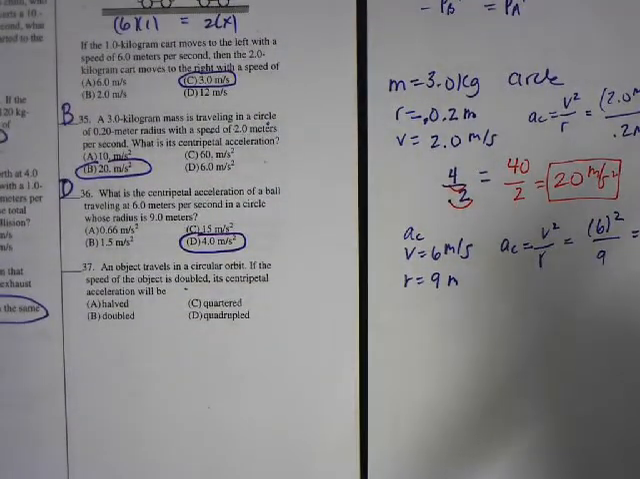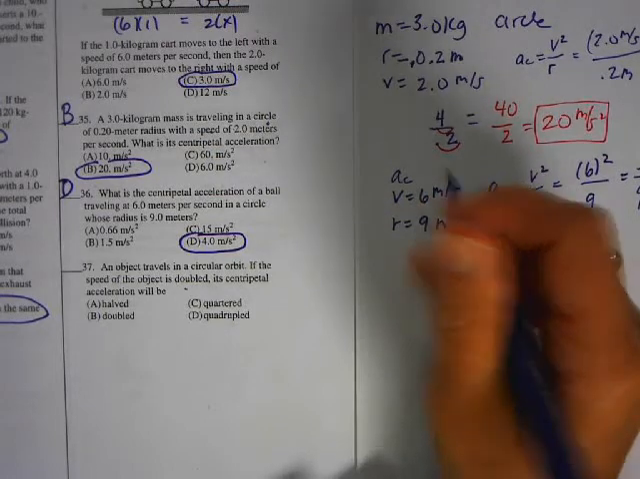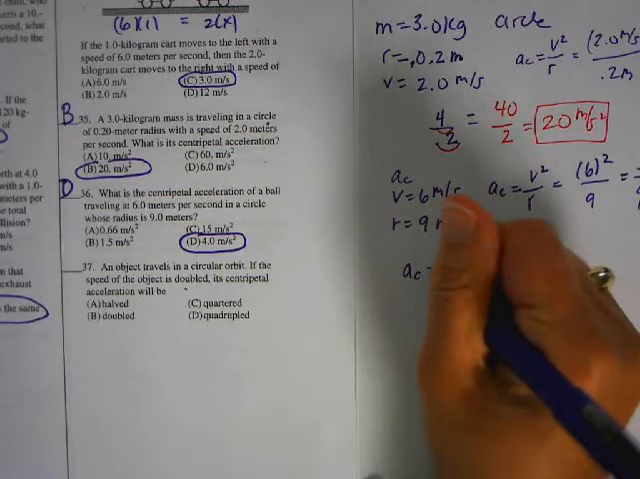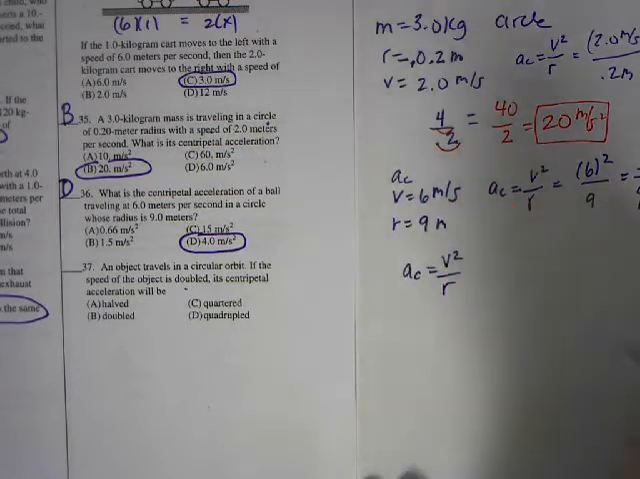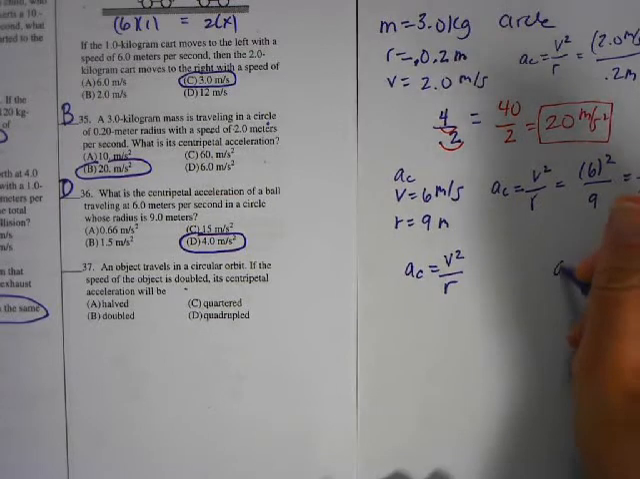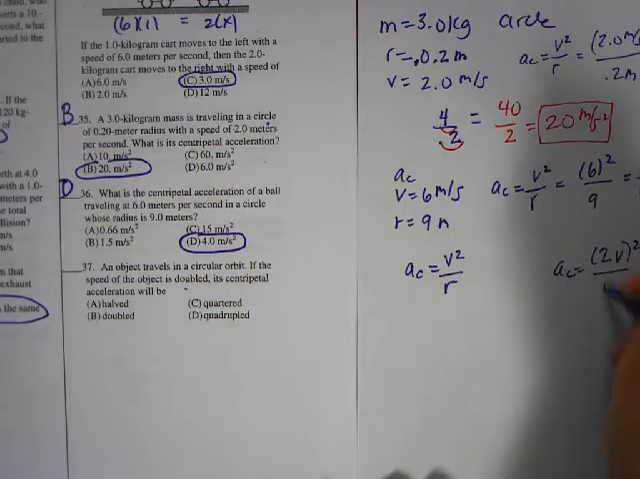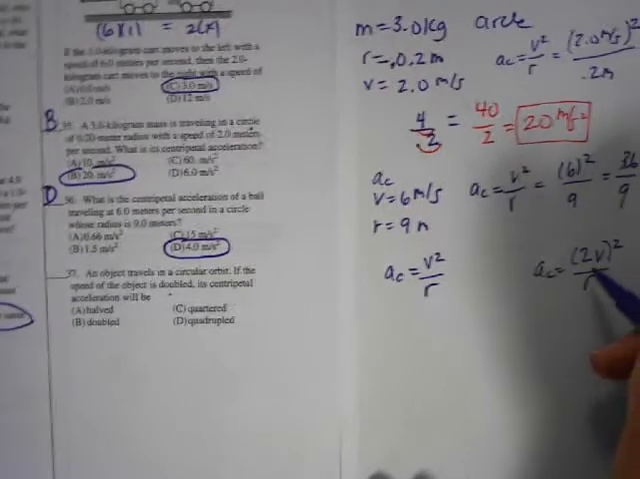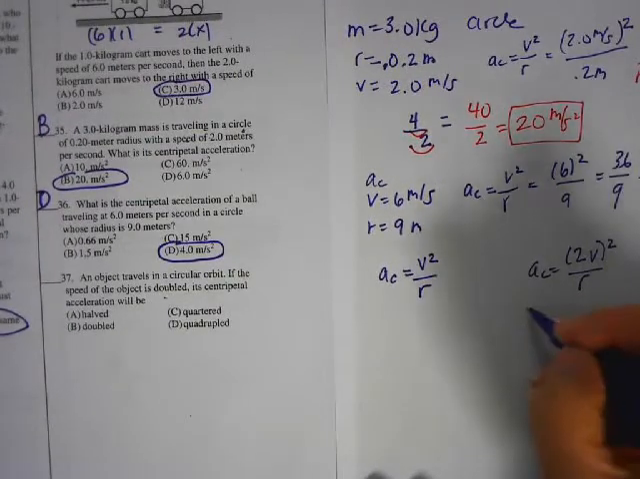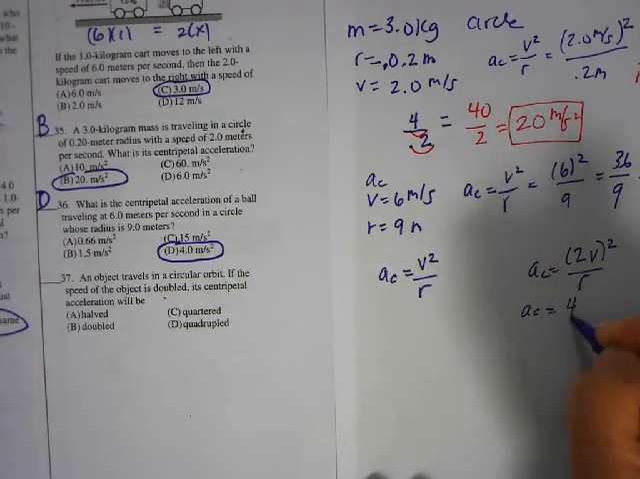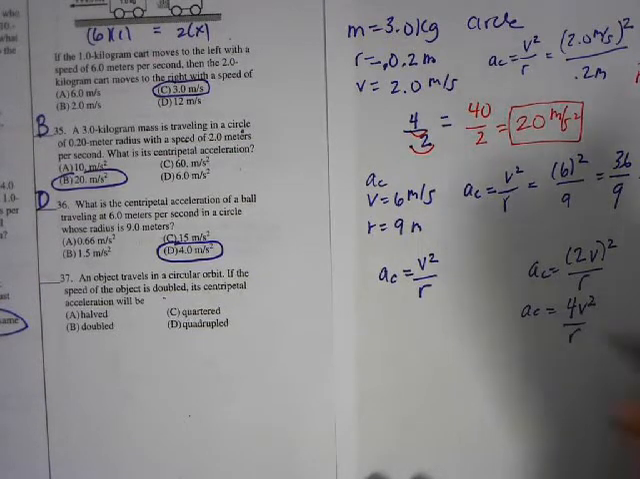Number 37, an object travels in a circular orbit. If the speed of the object is doubled, its centripetal acceleration... So the way to always do these is first you write down your basic equations. Centripetal acceleration is v squared over r. It says if the speed is doubled. So now, instead of v, I have 2v squared over r. Well, when I multiply all this out, when I square this, I get 4v squared over r.